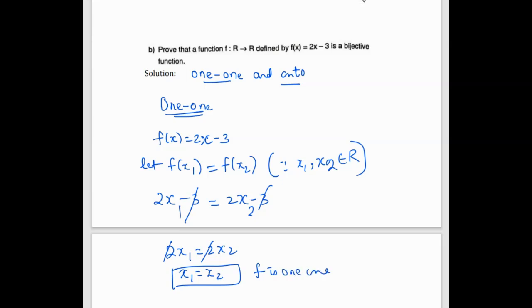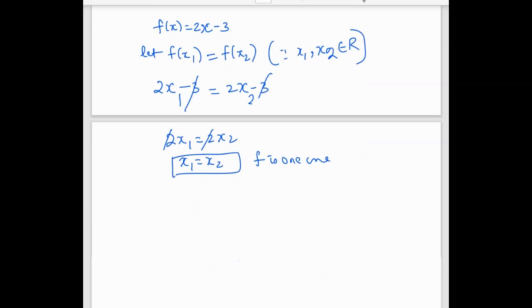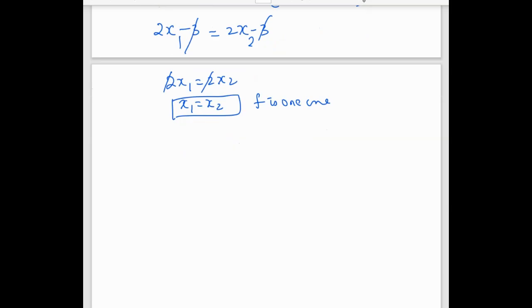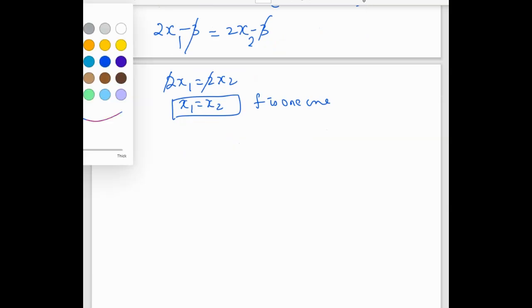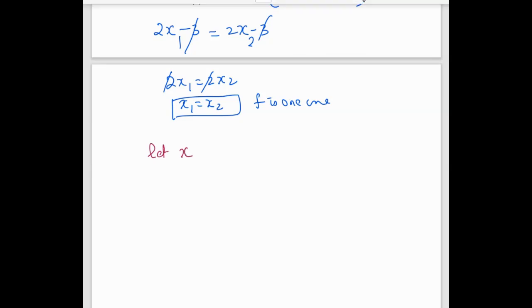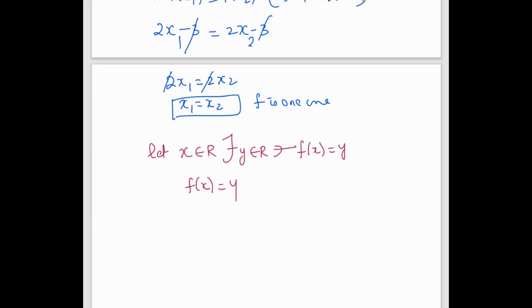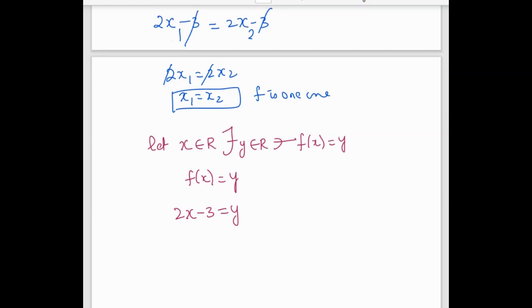Then you have to prove it is onto. How will you prove onto? To prove onto, what we have to do is, let y belong to R, there exists x belonging to R such that f of x is equal to y. Now f of x equals y. What is f of x? It is 2x minus 3 equals y. What is meant by onto is just that you have to write y in terms of x, that is, we have to write the formula of x.